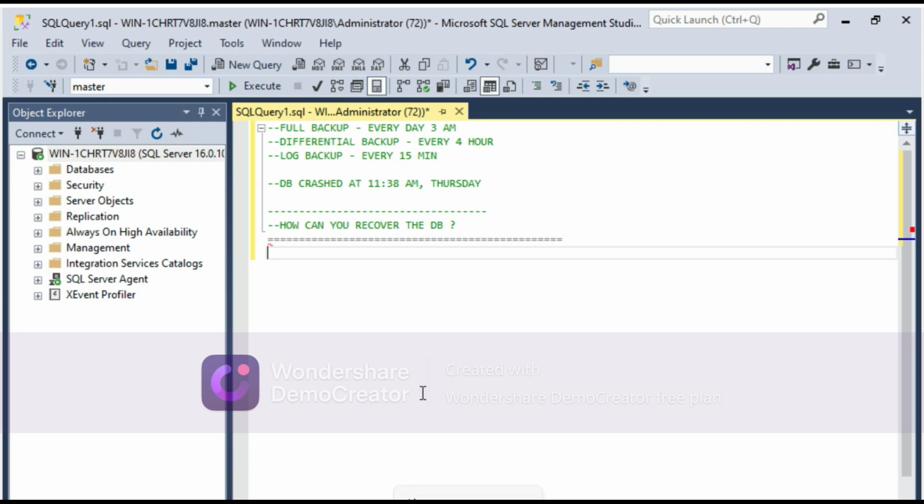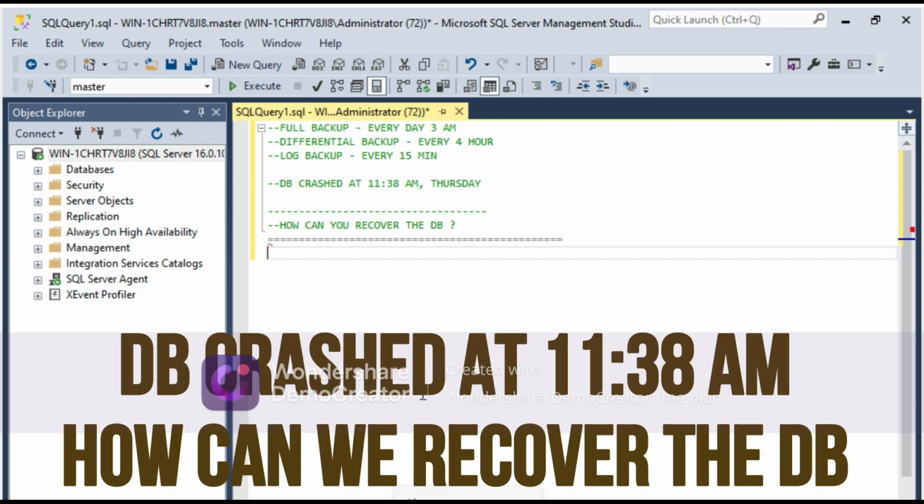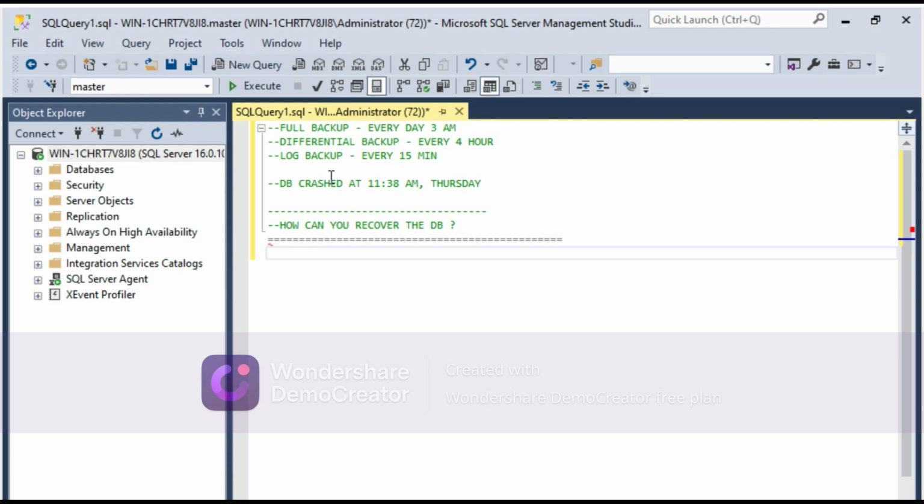So today we will discuss the strategy for how to recover the database if it's crashed. Here's a scenario we have. Suppose in an organization, they are taking full backups every day at 3 a.m. and differential backups every 4 hours. And the log backup they are taking every 15 minutes.